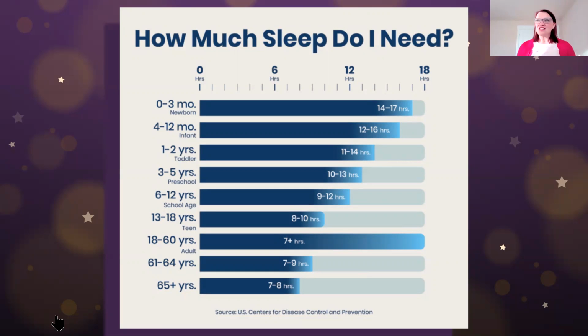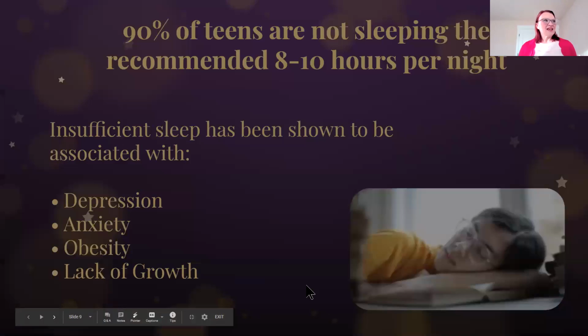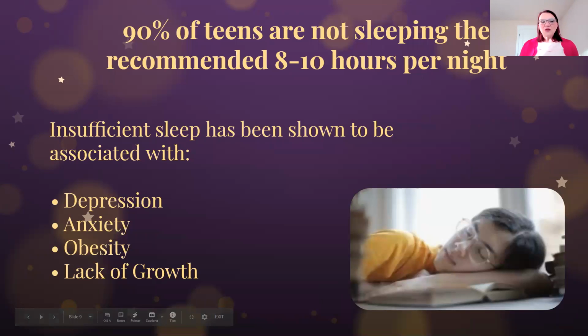So some of this is just being really proactive and understanding that in order for them to engage in really good learning at school and be regulated in their lives, having enough sleep is a really big part of that. So what we know from the research is that 90% of our teens are not sleeping enough. They're not sleeping that recommended 8 to 10 hours per night.